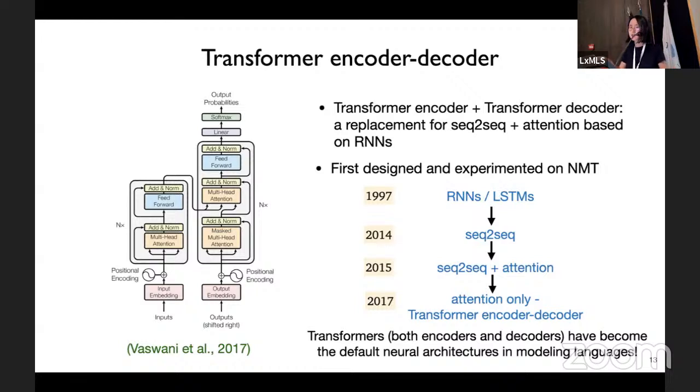But I should emphasize that the first paper proposed the whole transformer encoder-decoder architecture for neural machine translation. But later on, people have been using the transformer encoders and the decoders separately for different tasks and different uses. The first paper actually proposed this joint model, the transformer encoder and decoder.